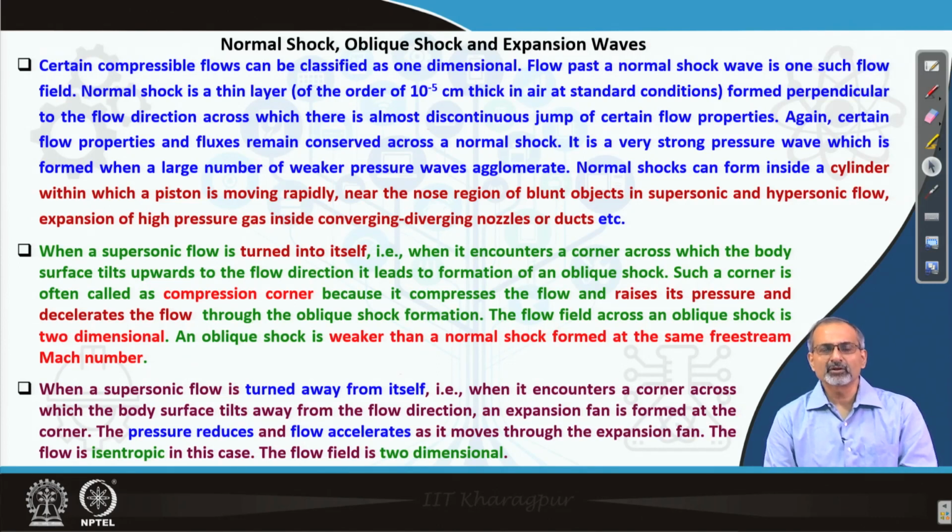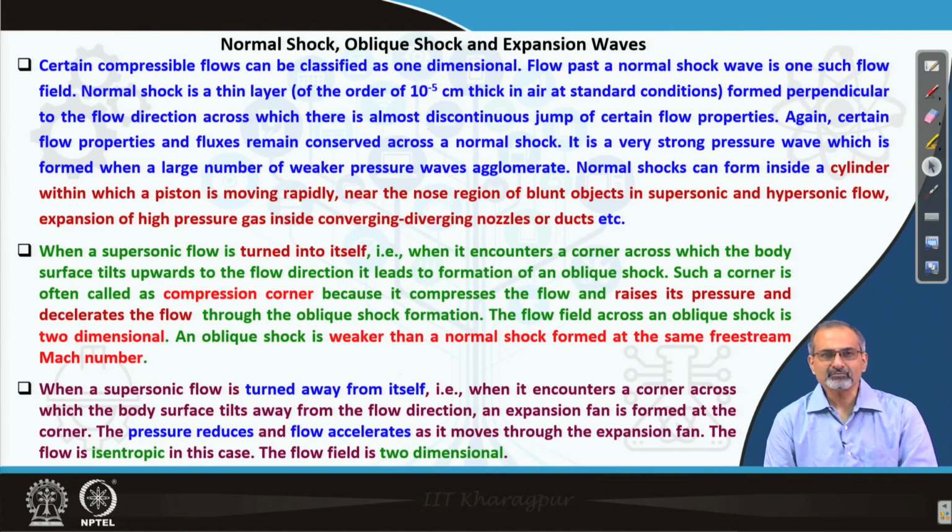When a supersonic flow is turned into itself, that is, when it encounters a corner across which the body surface tilts upwards to the flow direction, it leads to the formation of an oblique shock. Such a corner is often called a compression corner, because it compresses the flow, raises its pressure and decelerates the flow. The flow field across an oblique shock is two-dimensional, and it is a weaker shock compared to the normal shock.